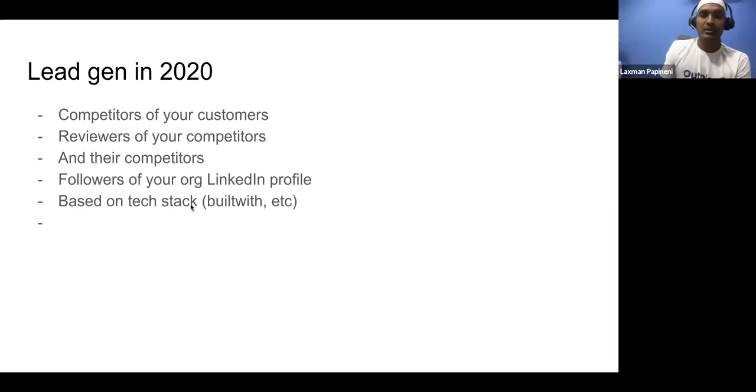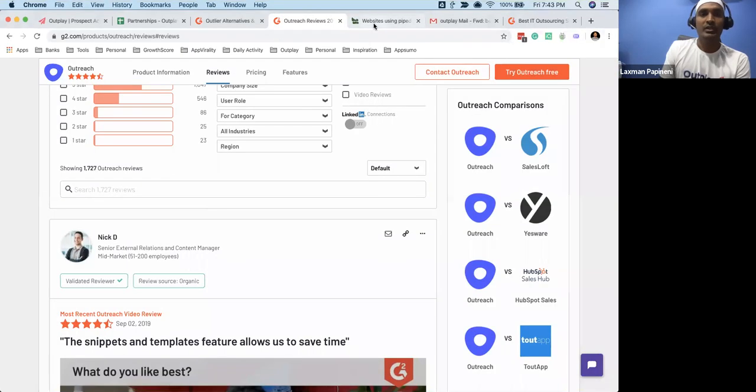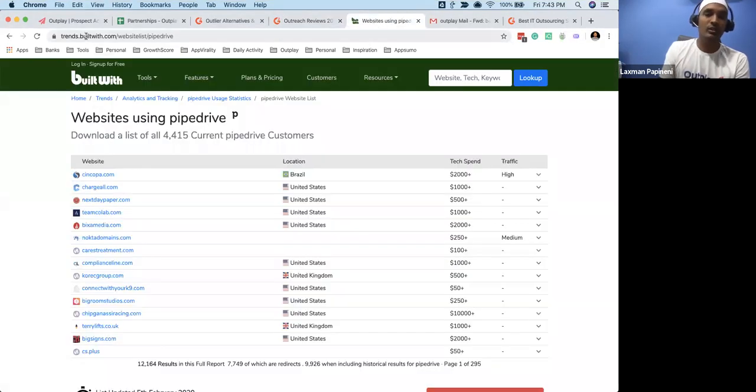And based on the tech stack as well. There are a lot of platforms like Built With and a lot of other alternatives, which will give you a list of websites using a particular product or a service, right? So you can find out all the products that are using it. For example, in this case, if Pipedrive is your competitor, if you go to Built With and filter for all the websites using Pipedrive, there are like 4,415 of those websites. They might not all be using it right now, but you have the full details of these companies using the product here.